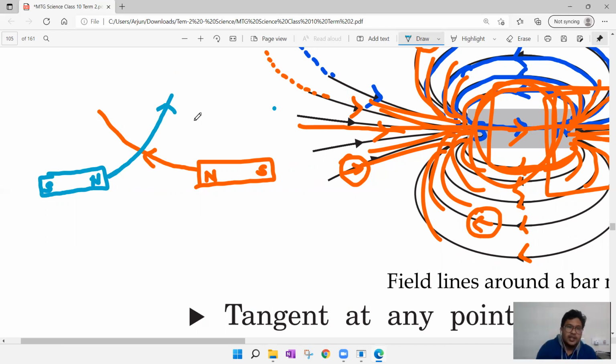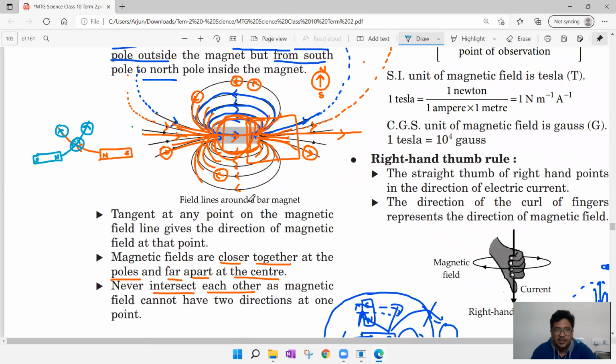Why? If I take a compass needle and place it here, which direction does it show? This direction it will show. If I place the compass needle here, which direction will it show? It will show this direction. Now if I place the compass needle here, which direction has it to show? Will it show like this or like this? No, at the same time it cannot oscillate. If it is oscillating, then what is the meaning? It means north is on this side and north is on this side. Is it possible to have the north pole in two directions? No, it is not possible. So magnetic field lines never intersect. That is the point you have to understand.